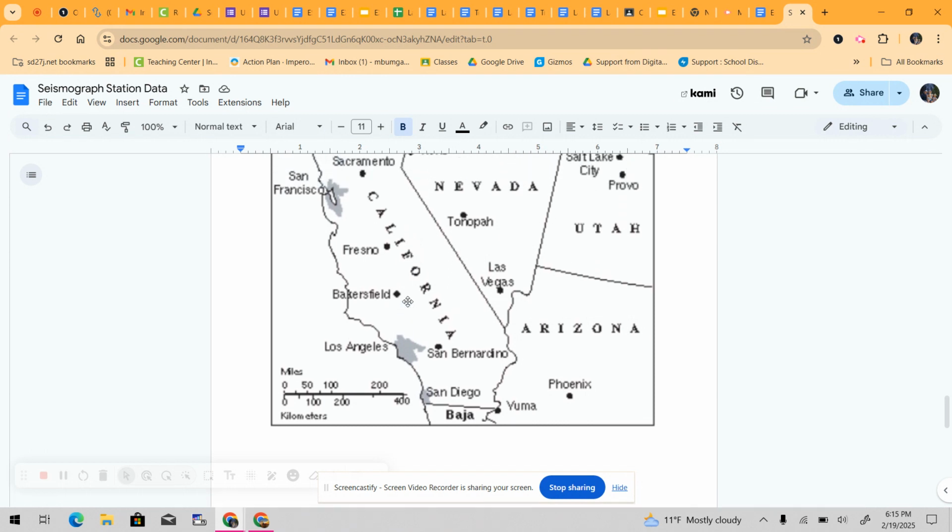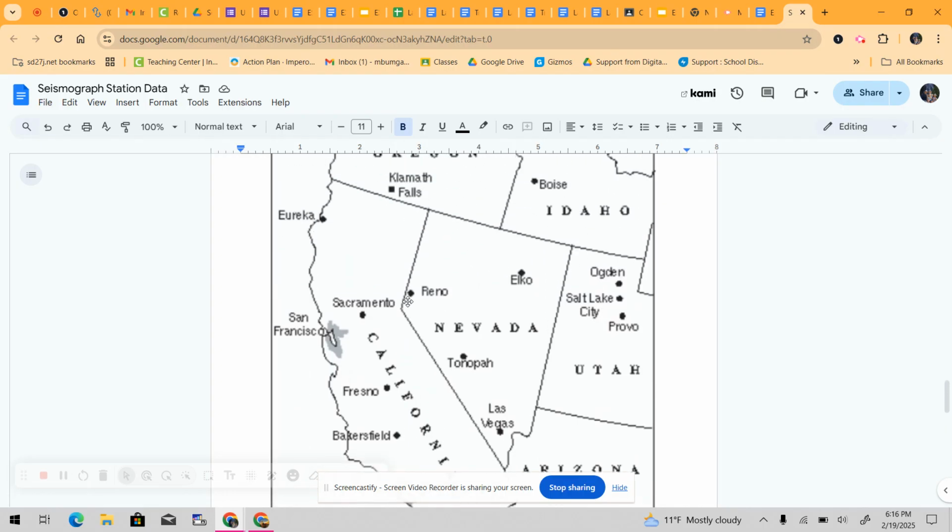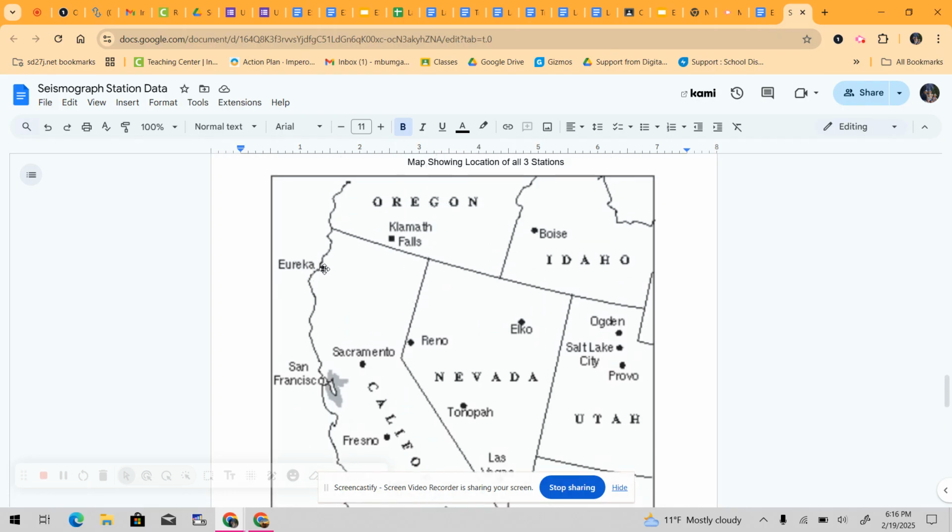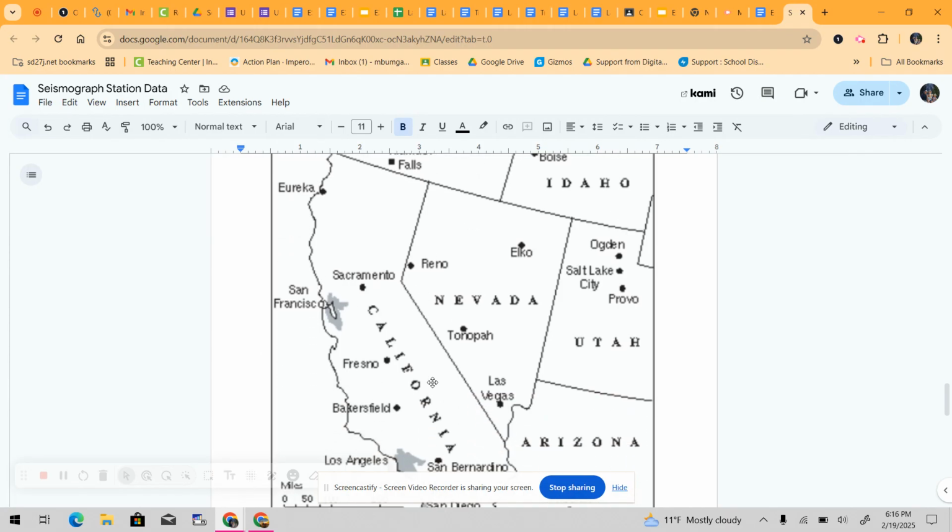Once you have that measurement ready on your compass, you're going to put the pointy end on your Eureka station and then gently lay the pencil down and trace a circle around Eureka at 480 kilometers. This should give you a perfect circle around Eureka. Then you'll do the same thing for Elko and Las Vegas.